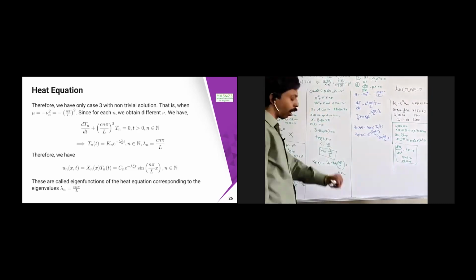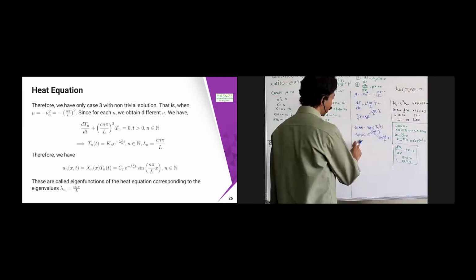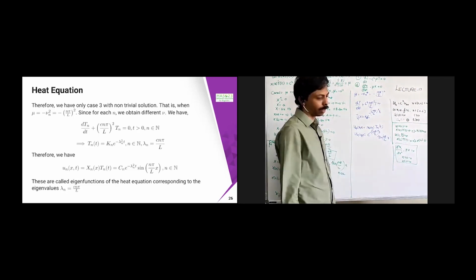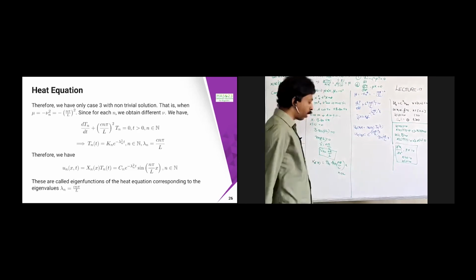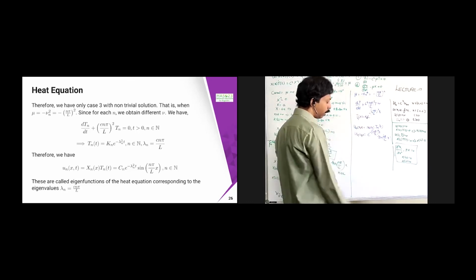This is nothing but we solve the Sturm-Liouville problem. So these functions u_n(x,t) = e^(-(cnπ/L)²t) sin(nπx/L) are called the eigenfunctions for the heat equation corresponding to the eigenvalue cnπ/L.